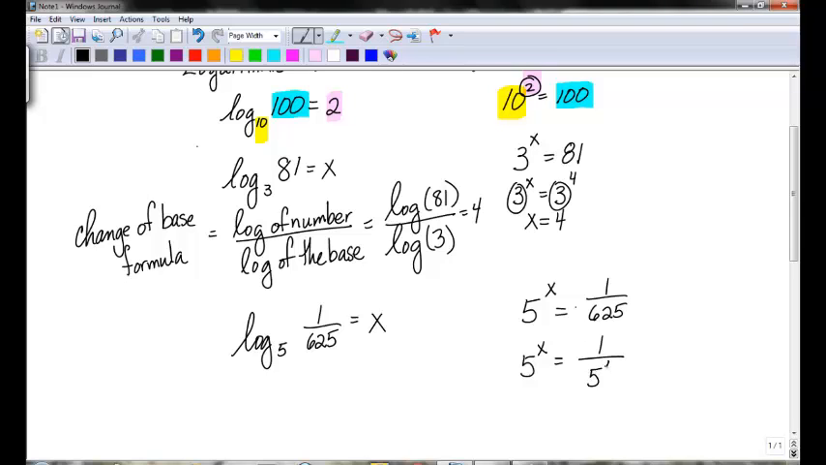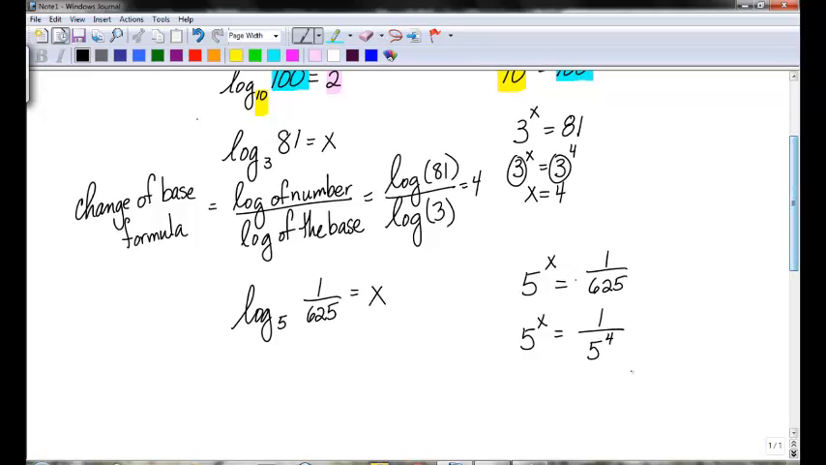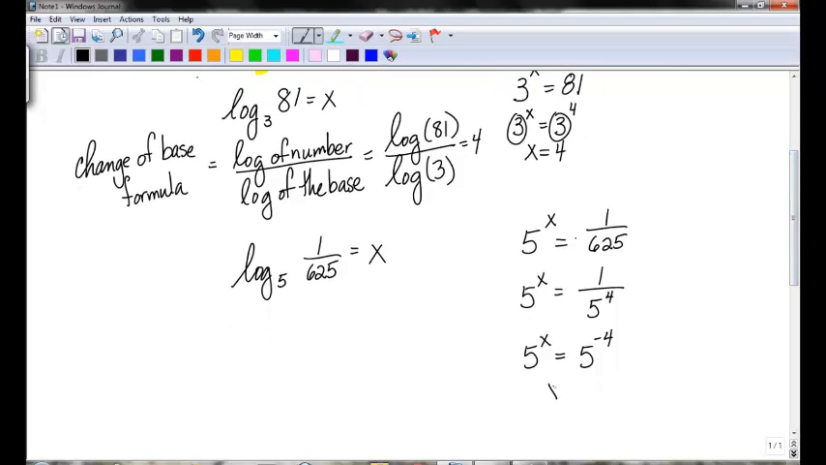5 to the 4th, right? Okay, and then remember when you move that up, the base stays the same. When I move that up, it changes that to a negative exponent. So when the bases are equal, then set the exponents equal. So you should get negative 4.